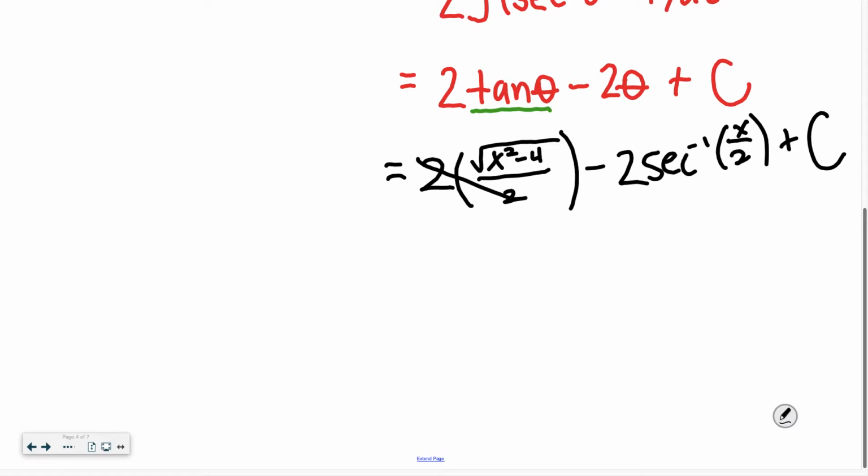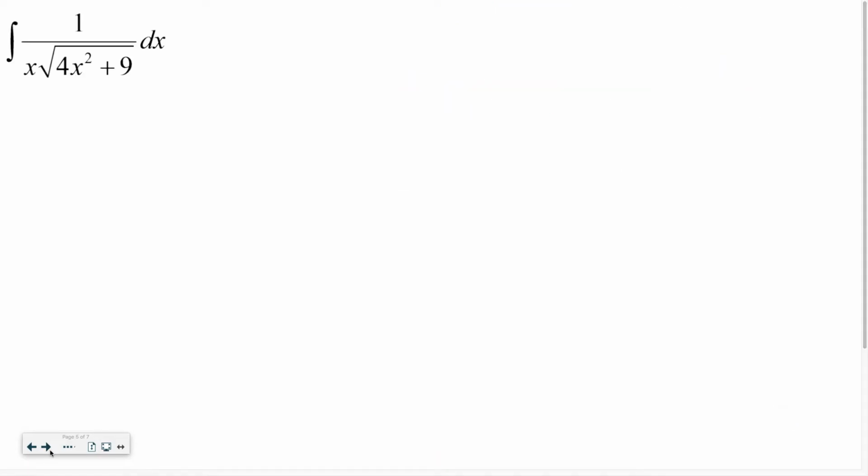I don't like those cubes. Questions before we do our last example? Okay. Then let's do our last example.